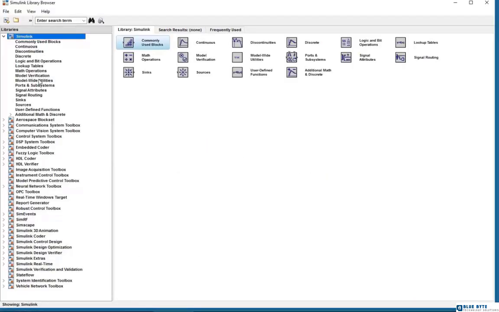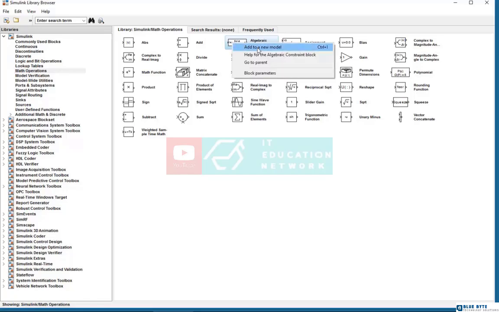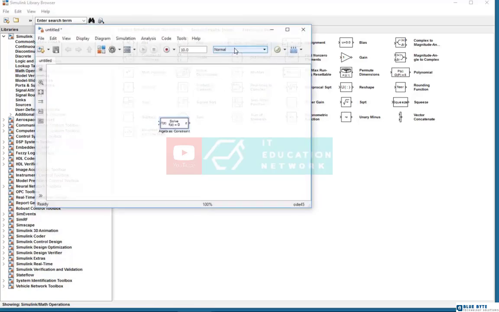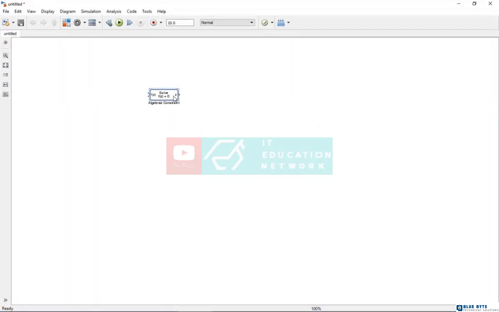In the math operations library, we have a block, algebraic constraint. It is related to solving mathematical equations. As it is written, solve f(z) equals 0. It solves the equations in which one side is 0 and the other side is the equation of the system. As you saw in the previous slide, our first equation is x to the power 2 minus 2x plus 1.